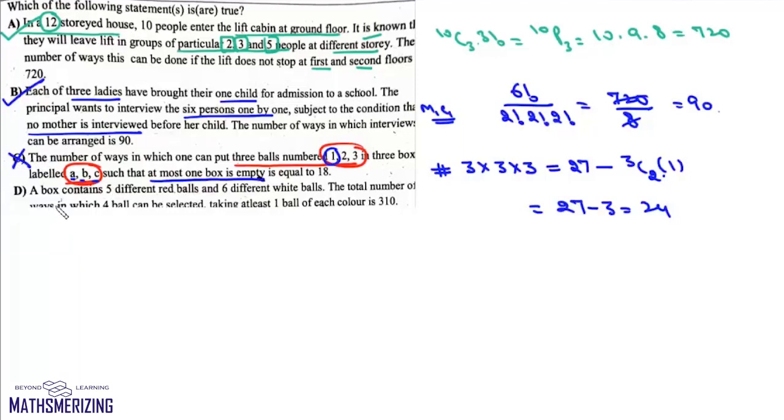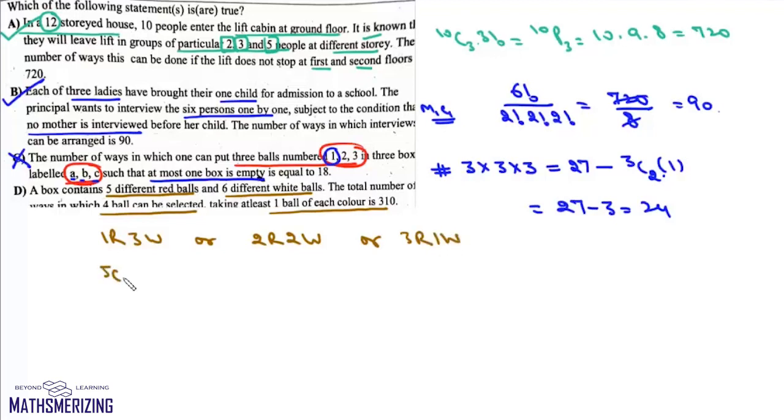Now if we look at this option D, it says a box contains 5 different red balls and 6 different white balls. The total number of ways in which 4 balls can be selected, taking at least 1 ball of each color, is 310. So we have to select 4 balls. It can be 1 red, 3 white, or 2 red, 2 white, or 3 red and 1 white. Now 1 red can be selected in 5C1 ways, 3 white is 6C3, plus 5C2 into 6C2, plus 5C3 into 6C1.